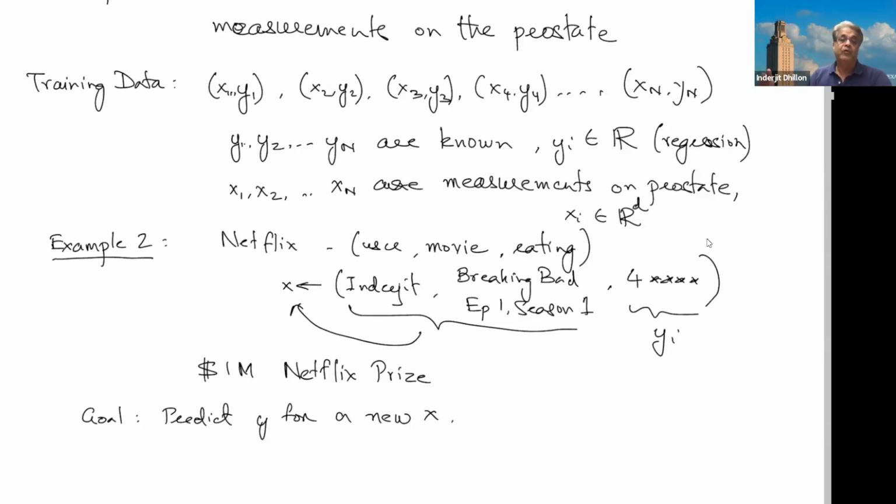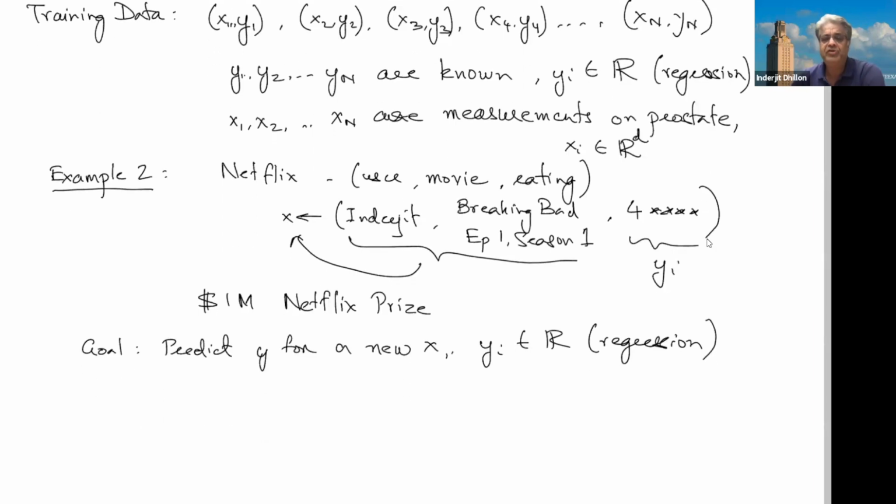And then what you need to do is predict what rating this user would give to this particular movie, right? And of course, the interesting cases are exactly those where this X is not in the training data, right? Otherwise, you can just look up. So it's not a lookup problem, but it is a prediction problem, right? So predict Y for a new X. And when yi belongs to R, this is a regression problem.